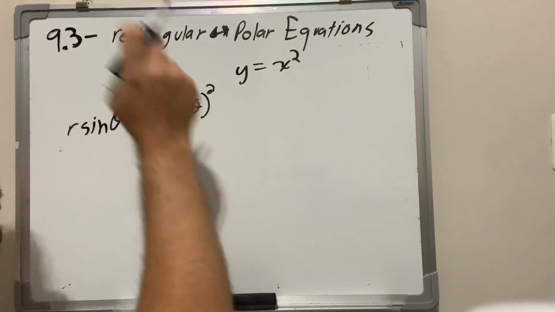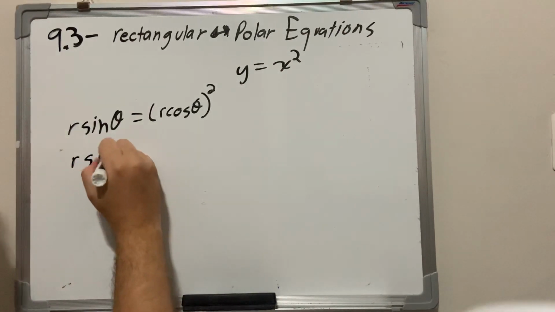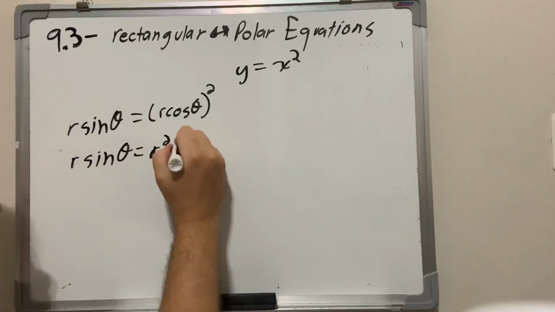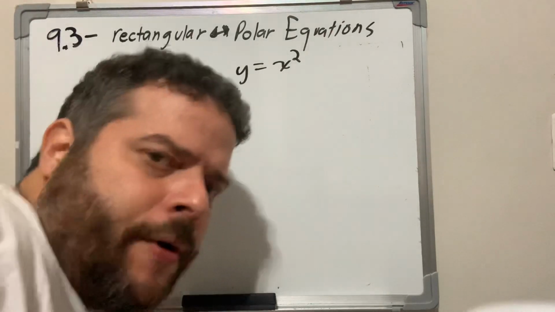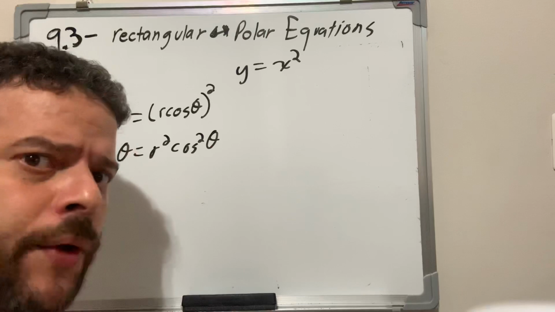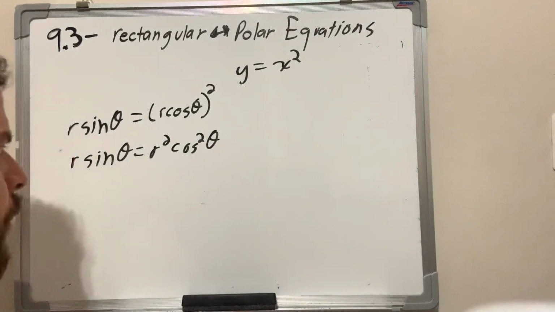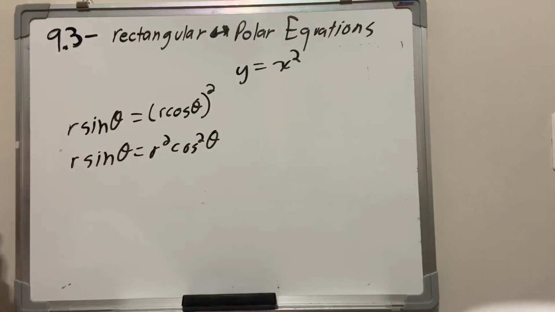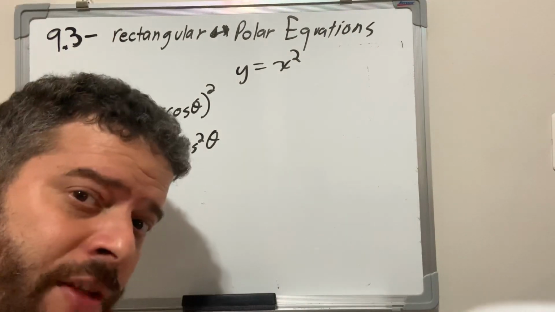Step 2, distribute the square. So I'm going to have r sine theta equals r squared cosine squared theta. Now this is the tricky part. This is where the students who don't know what they're doing just stop working. They don't know how to proceed, because some of them try to simplify an entire side and it just doesn't work that way.